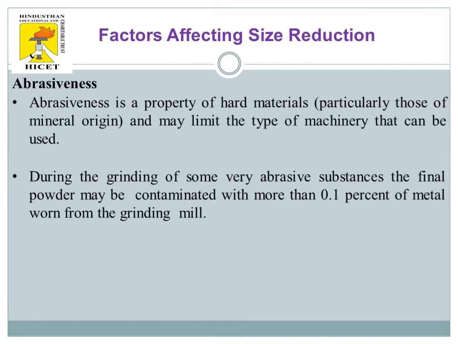The next factor which affects size reduction is abrasiveness of the material. It is a property of a hard material, and it limits the type of machinery that can be used for the size reduction operation. Based upon the abrasiveness property, we will choose the particular equipment for size reduction. Why? Because during the grinding of some very abrasive substances, the final powder may be contaminated with more than 0.1 percentage of metal worn from the grinding mill.